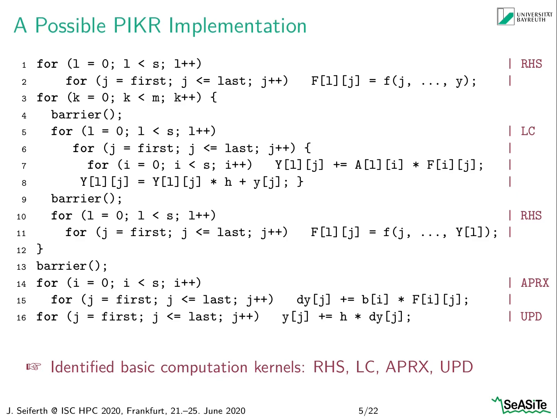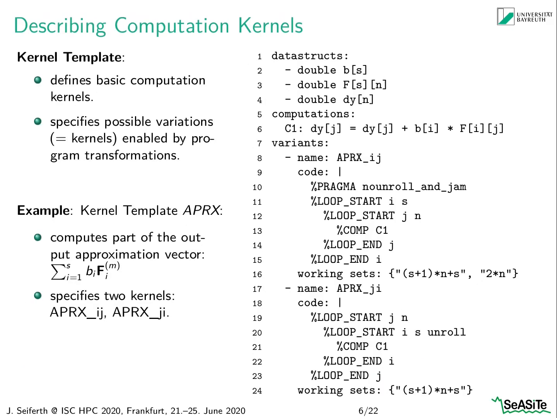By defining a processing order of kernel templates and communication points, a possible abstract skeleton of an implementation variant can be described. An actual implementation variant is derived from the skeleton by replacing its kernel templates with actual kernel code, as shown here in the example. In Yastite, kernel templates are described in the YAML format shown on the right side. The example shows the kernel template approx, which computes a part of the output approximation vector.